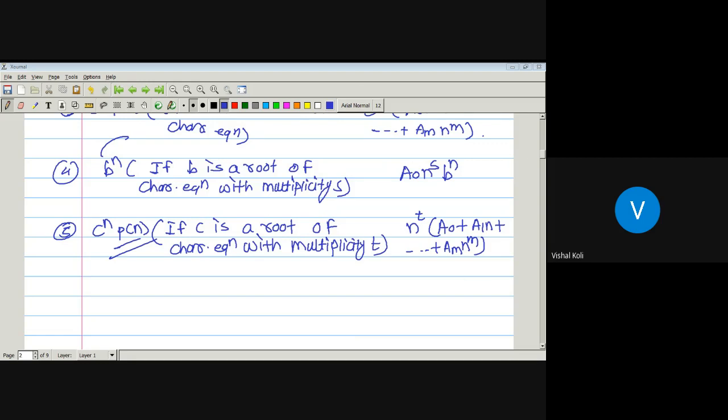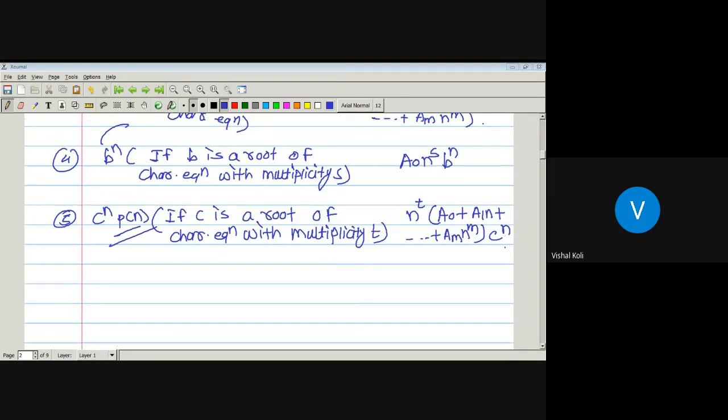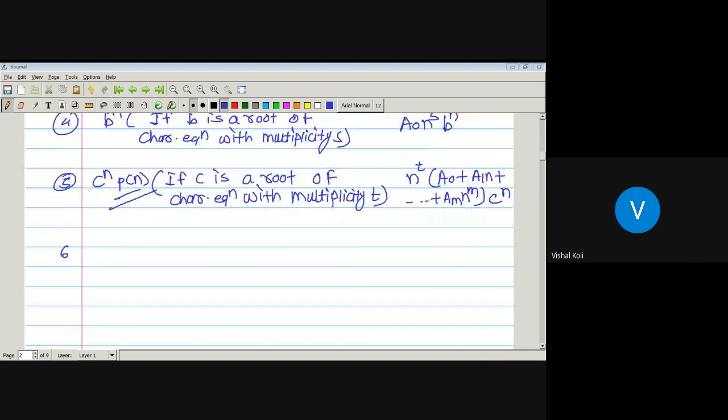and into c raised to n. Last case, sixth one, if it is of the form sin bn or cos bn, then its corresponding trial function is a naught sin bn plus a1 cos bn.